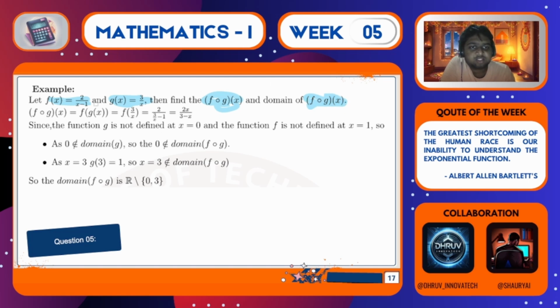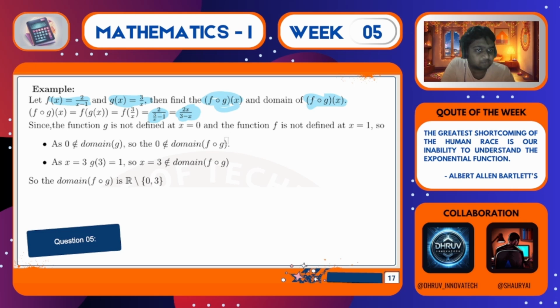In this way, simply you have to substitute the g(x) function in the place of x. You can skip this step and directly write that 2 upon 3/x minus 1, which after simplifying will become 2x upon 3 minus x. Then you have to find the domain. Domain means real numbers minus all the parts that will not be part of your function.